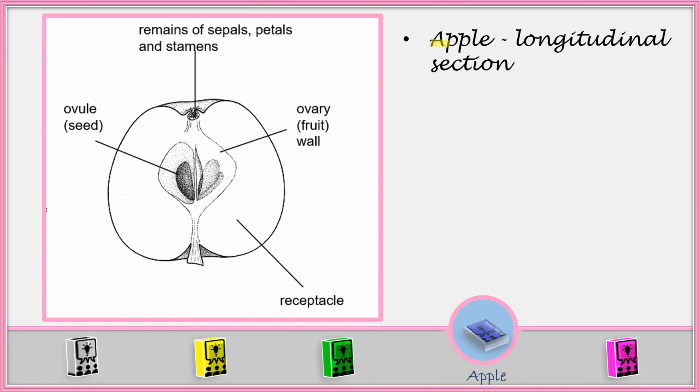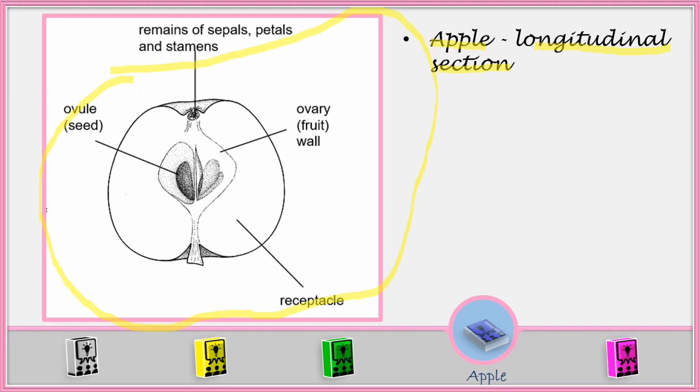Now we look at the apple itself. Here we have cut it longitudinally. So we have a longitudinal section of the apple fruit. This is our apple fruit, which has already been formed. Now let us see the different parts.